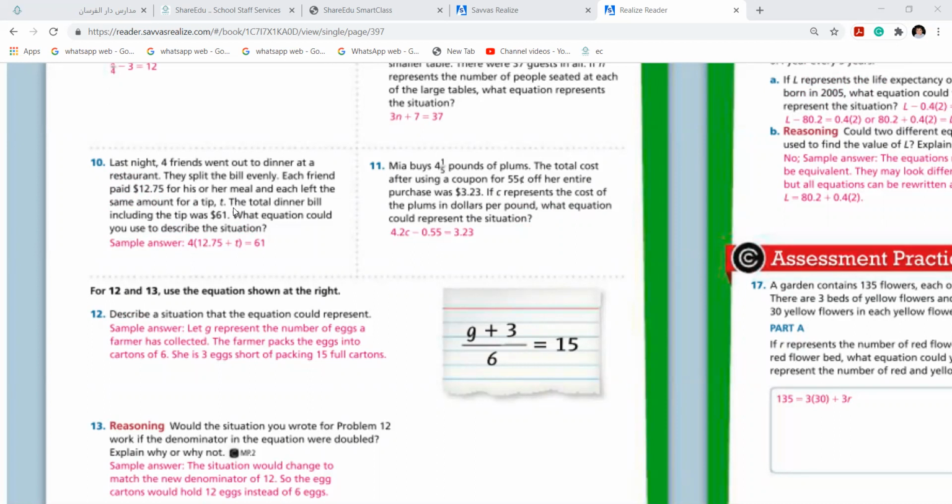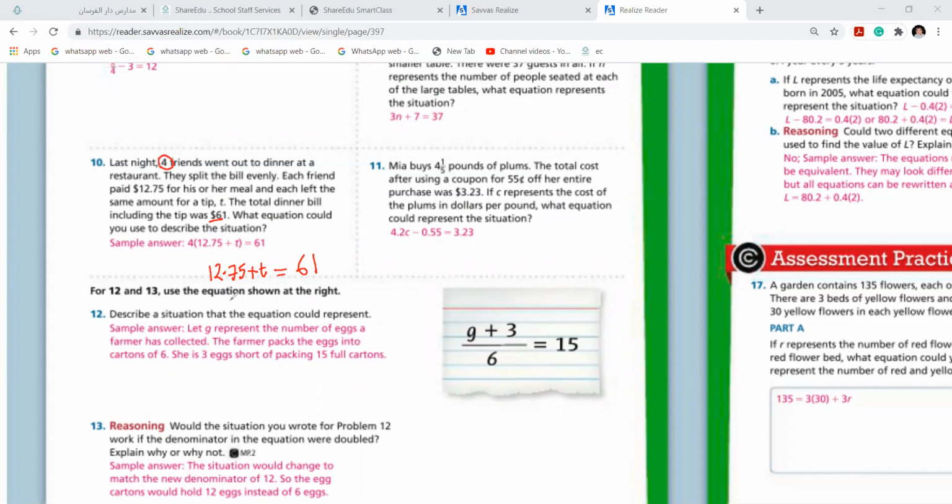Okay, girls. Clearly, they told in the question that four friends went to a dinner. The total, after paying the tip and everything, was how much? 61. So I wrote 61 here. But before that, how did they describe it? They said each friend paid how much? 12.75. And each also paid the tip. This is for one friend. This is each friend. But how many friends are there?